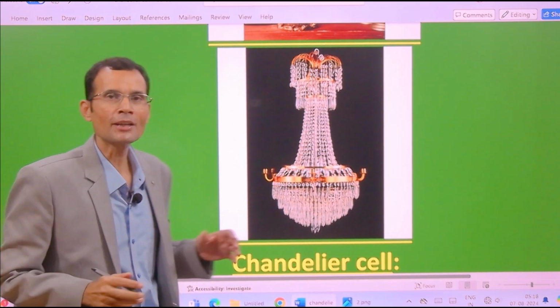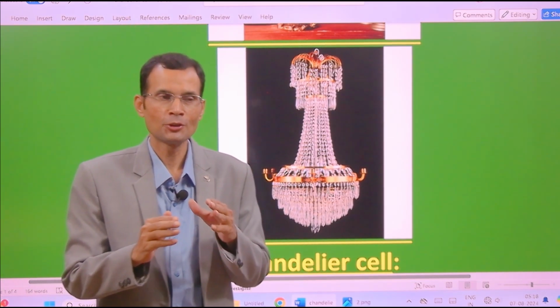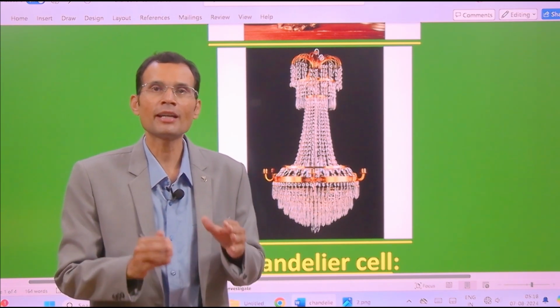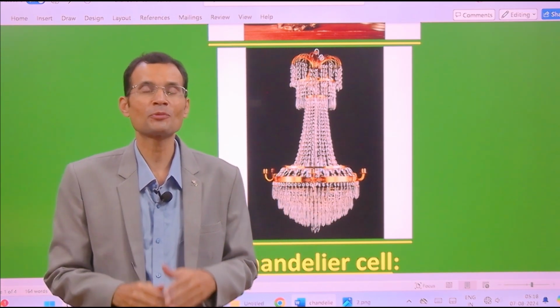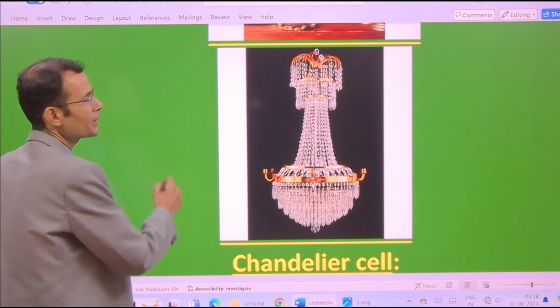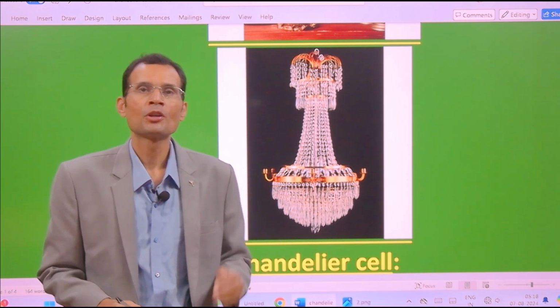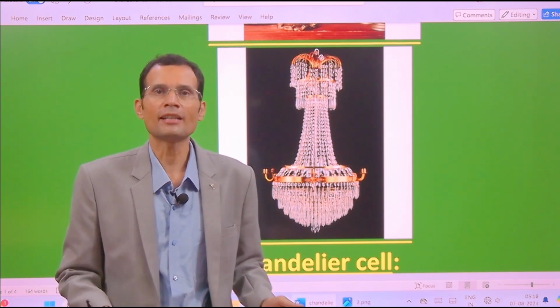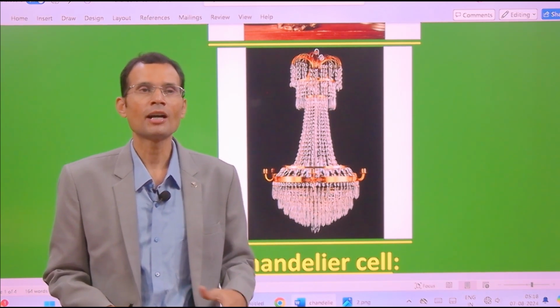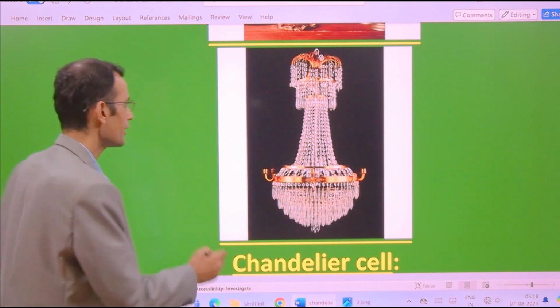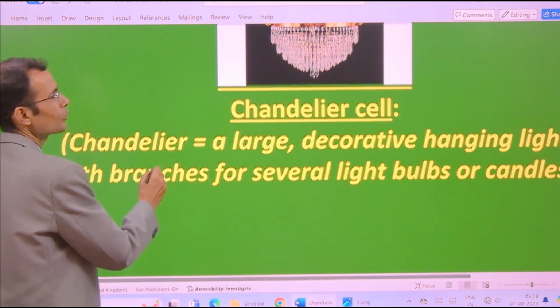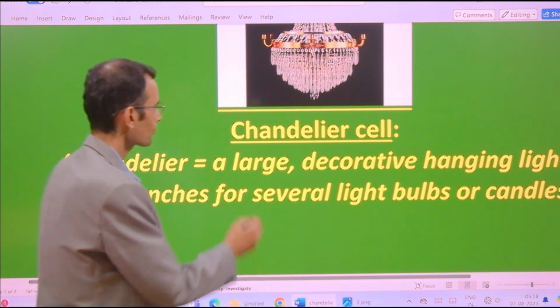And you will be surprised to know that we have two cells in the body with the exact same names because of the appearance. The candelabrum cell and the chandelier cell. Both are nerve cells, and therefore I thought I will make a video on these two nerve cells. So let's start. Okay, let's start with the chandelier cell.